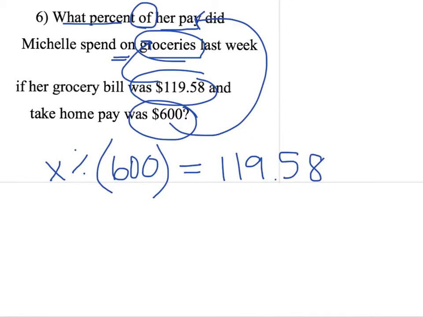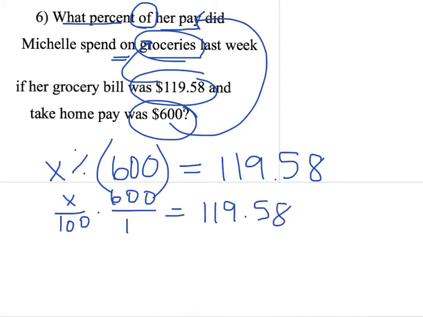So again, X percent, percent means out of 100, so I'm just going to change it into a fraction. X percent is X per 100 times 600, and I'm going to make it a fraction over 1, is equal to 119.58. I'm going to focus on the left side of the equation just to simplify this. So I have 600x divided by 100, which is how we multiply fractions, remember, straight across, is equal to 119.58.